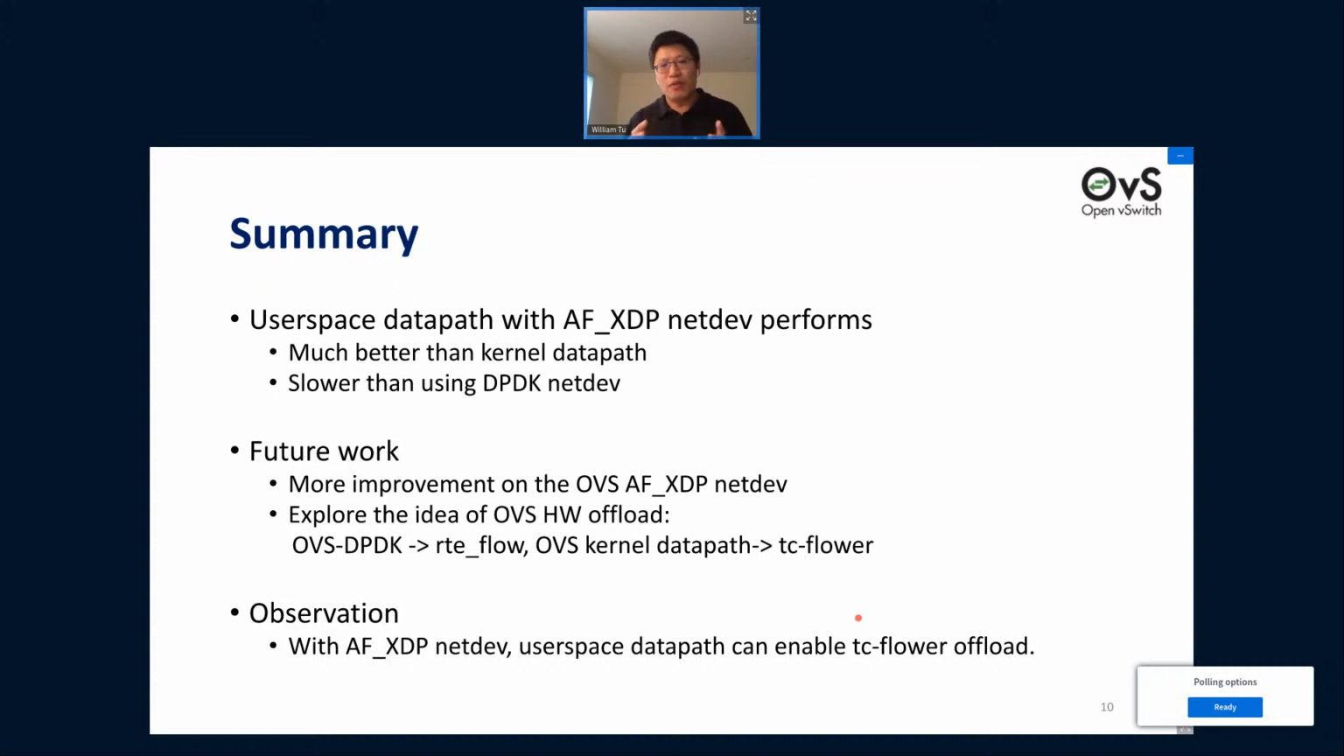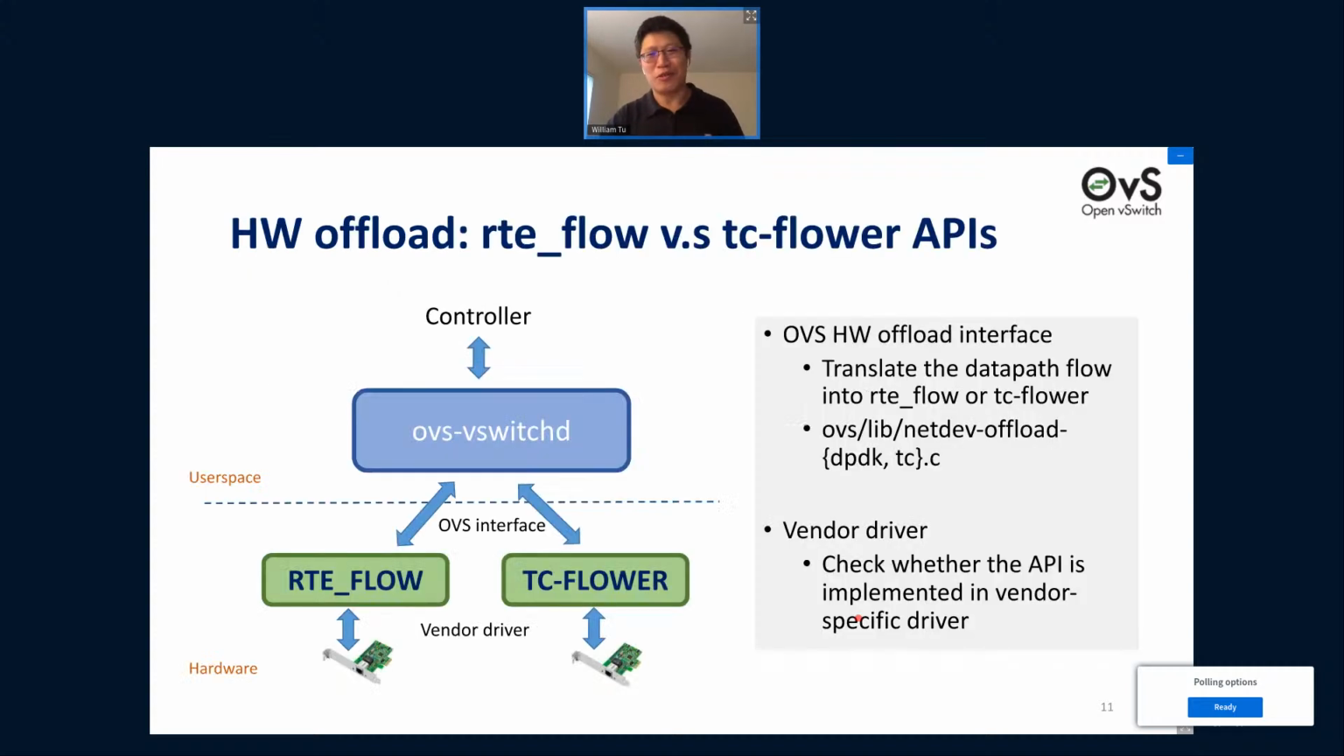So here we found that we want to use the user space data path because it's fast. But if you use DPDK, then DPDK will unload the driver, so TC flower cannot be used here. But with AF_XDP, because the driver is still there, we can use the OVS user space data path coupled with AF_XDP, and also use the TC flower API to offload. So that's something we want to try, and the topic of this talk.